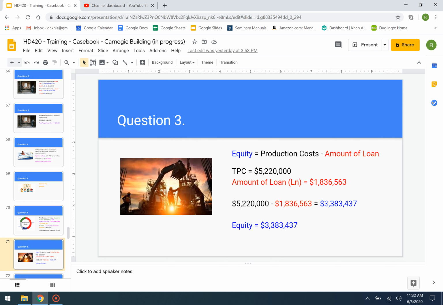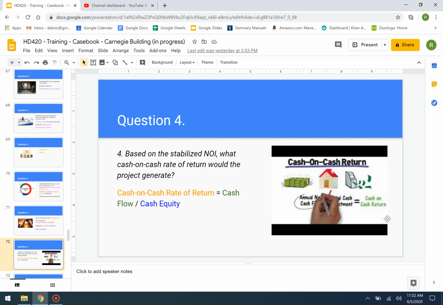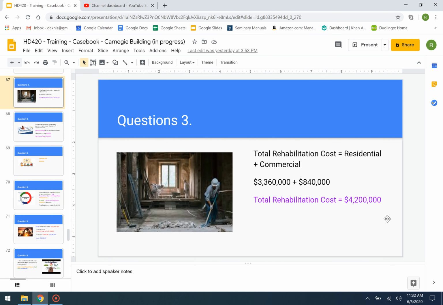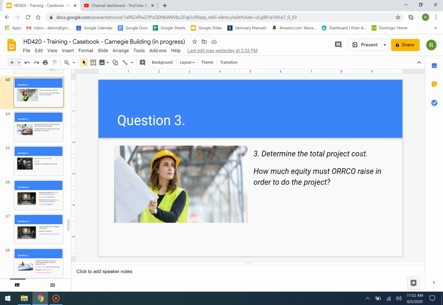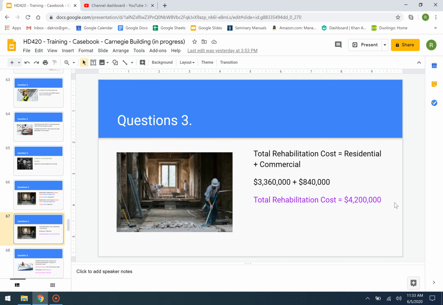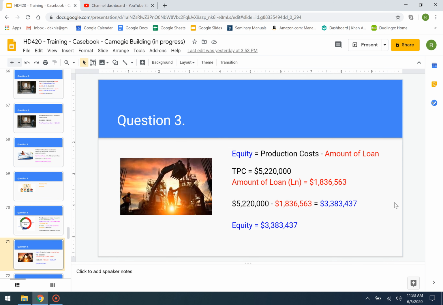That comes up with $3.383437. That is how much equity we have, $3.383437. So to answer the question of number 3, what is our total project cost? That's the $5.22 million. And how much equity must Orco raise in order to do the project? That is our $3.383437 number. That is our total equity that needs to be raised. And that's the end of problem 3. Good job.